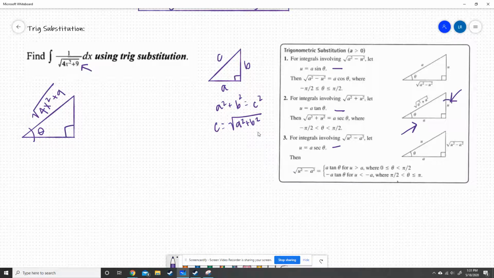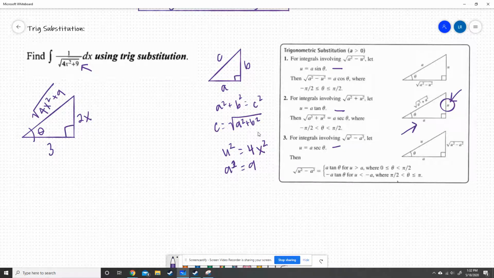Our u is always the one that has a variable with it. So our u here is 2x. How did I know it was 2x? Because u squared would give me 4x squared. And our a is going to be 3. Again, how did I know that? Because a squared would be 9. 3 squared would be 9.